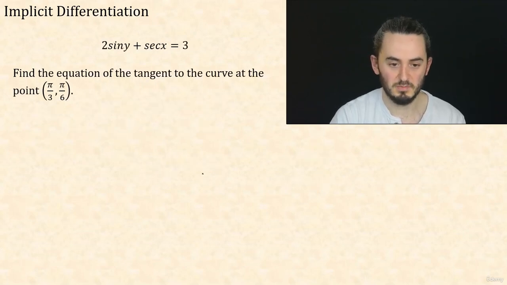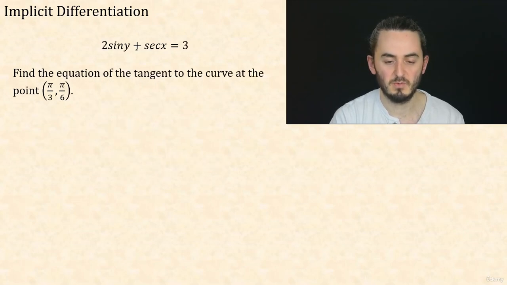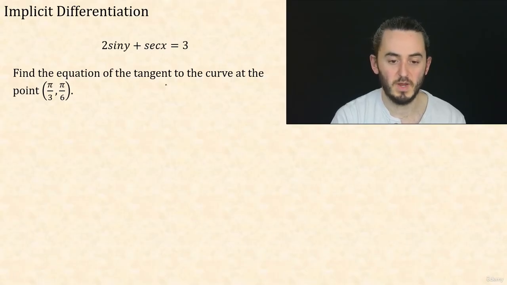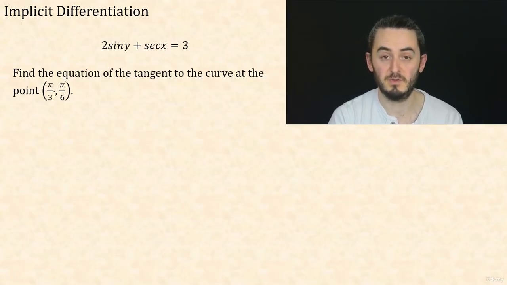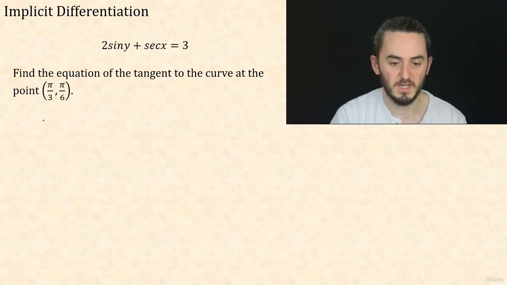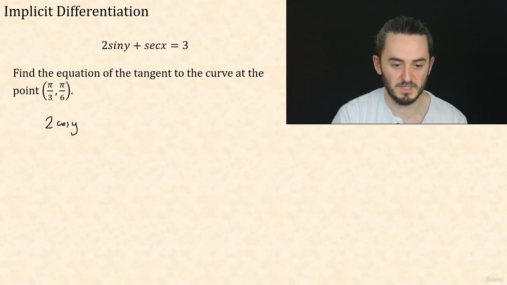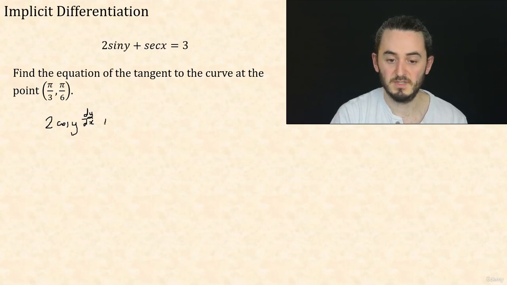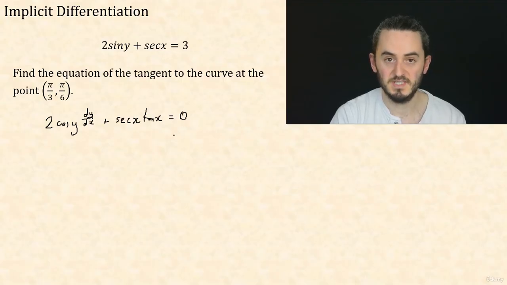All right, last example. 2 sine y plus sec x equals 3. Can we find the equation of the tangent at the point pi over 3, pi over 6? So there's my point. We just need the gradient. So sweep through differentiating. The derivative of 2 sine y, well, it's 2 sine of some stuff, so I'll get 2 cos of the stuff multiplied by the derivative of the stuff. The derivative of sec x is sec x tan x, and the derivative of 3 is 0.